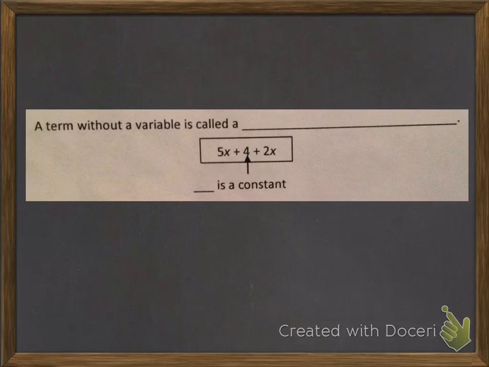A term without a variable is called a constant. That means there's no variable behind it. So in 5x plus 4 plus 2x, the term 4 is a constant.